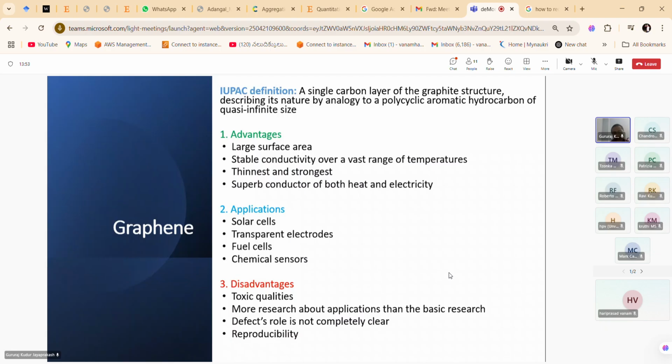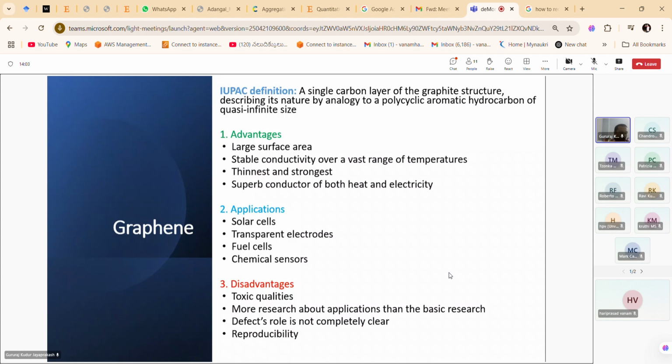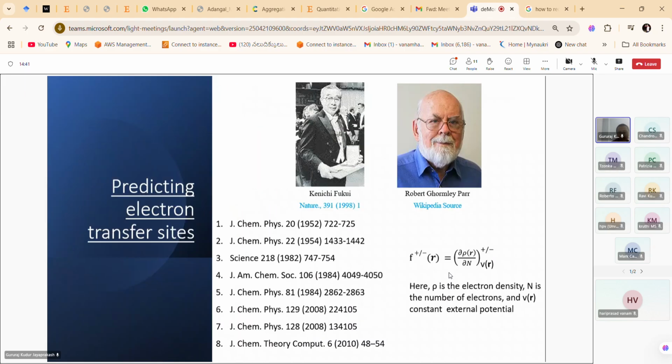So we can use graphene for a variety of applications like solar cells, transparent electrodes, fuel cells, and electrochemical sensors. In particular, we are more interested in electrochemical sensors. Though graphene has these many applications and advantages, it has some disadvantages. It is quite toxic, and there are a large number of research papers on the applications of graphene, but, compared to the applications, very few research articles on basic research. In particular, we don't know how we can tune the graphene surface for electrochemical sensing application, and how we can reproduce the results.